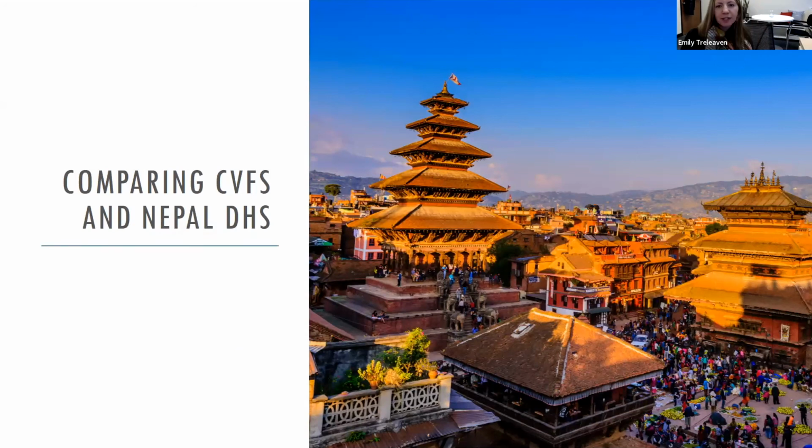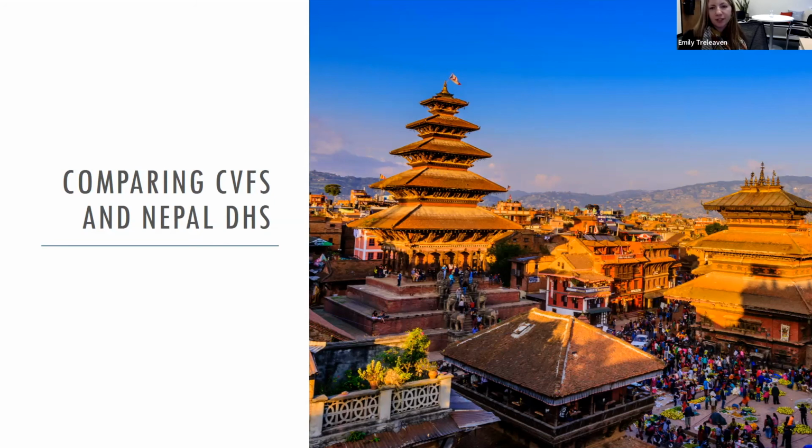So both the CVFS and the Demographic and Health Survey, or DHS, collected data on key child health indicators in 2016. For those who are not familiar with the DHS, it's a set of harmonized, repeated cross-sectional household surveys that are conducted in many lower and middle income countries, including Nepal. And they aim to collect nationally representative population, fertility, reproductive, maternal, child, and other health indicators.